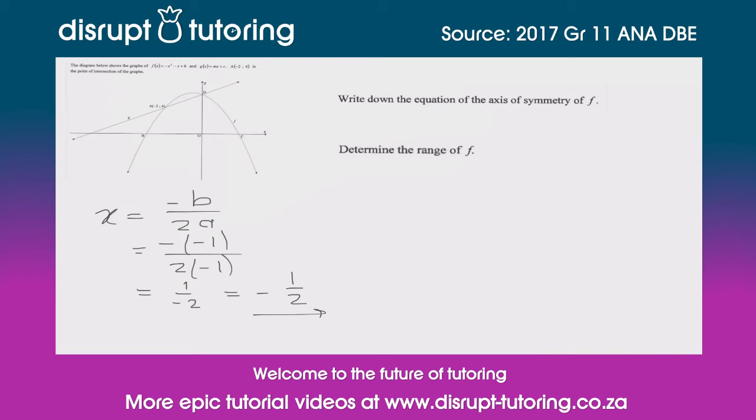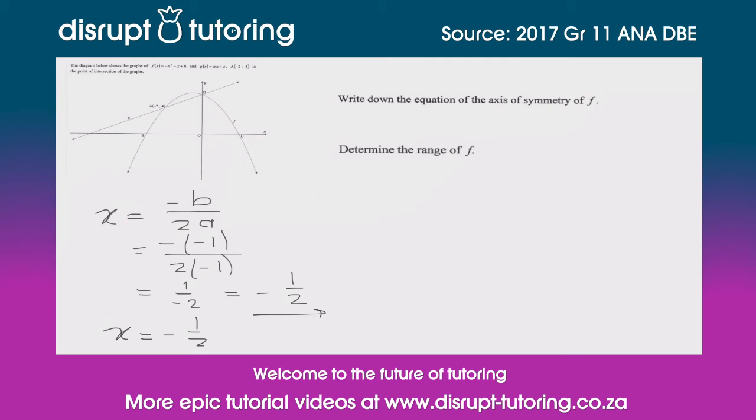So that means the equation of the axis of symmetry is going to be x equals minus a half. So it's essentially this line over here. Does it make sense? Well, we can clearly see that the turning point is on the left-hand side of our y-axis, which means it should be a negative x value. So it looks like we're on the right track.